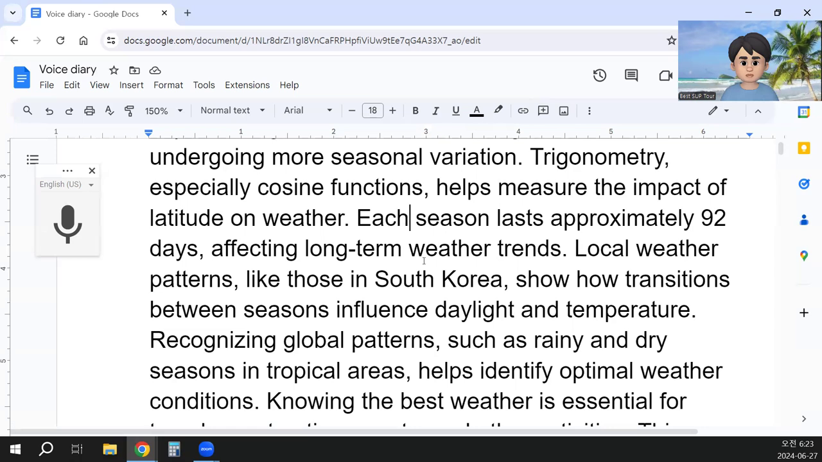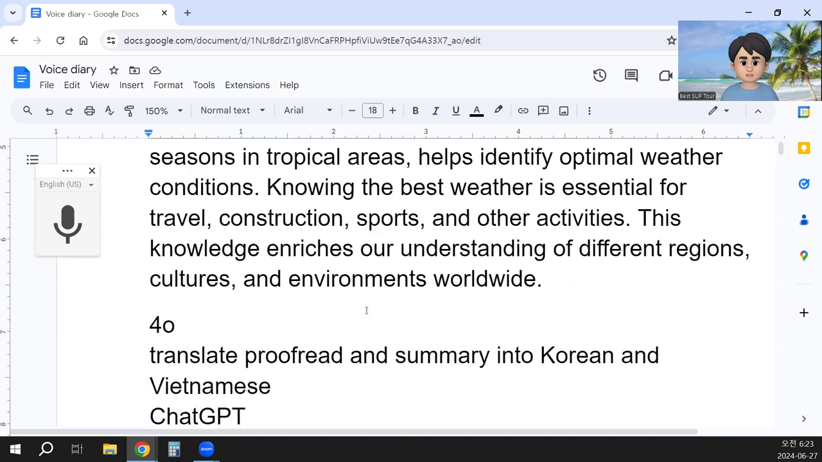Each season lasts approximately 92 days, affecting long-term weather trends and local weather patterns like those in South Korea. These show how transitions between seasonal points affect temperature and recurring patterns, such as rainy and dry seasons in tropical areas, helping identify optimal weather conditions. Knowing the best weather is essential for travel, construction, sports, and other activities. This knowledge enriches our understanding of different regions, cultures, and environments in our life.